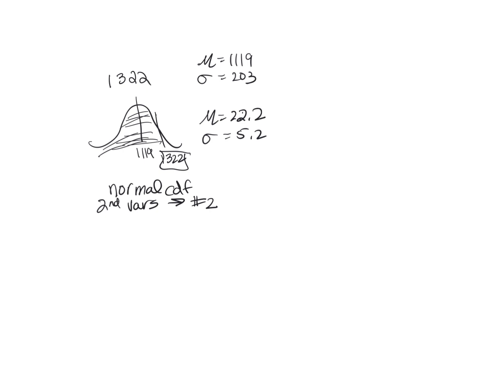All right, my lower limit is going to be negative infinity, so on my calculator I'm going to write this. Or I can just put a 1, negative 1, and a whole bunch of zeros after it. Right? And then my upper limit is this 1322. My mean is 1,119. My standard deviation is 203. I hit paste, and this is the 84th percentile.